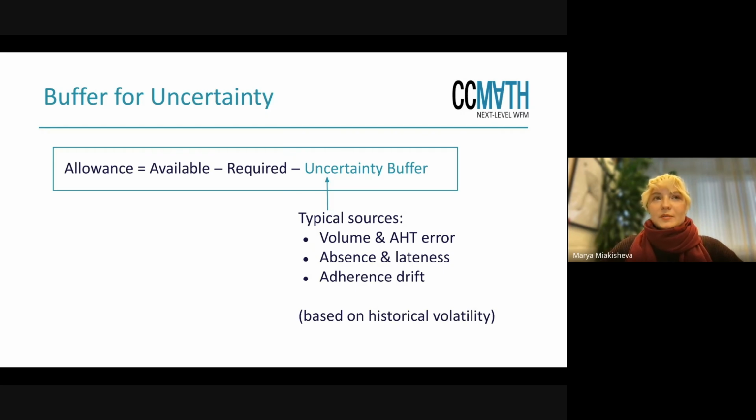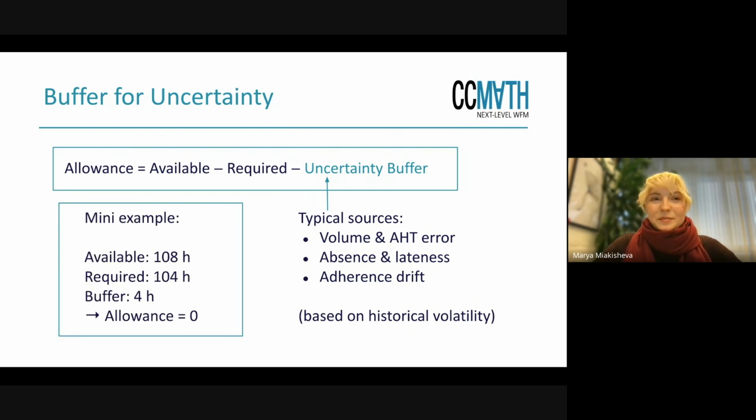Our allowance comes from the available minus the required minus this uncertainty buffer. And typical sources are the forecast error, so volume versus average handling time, again absence and lateness, adherence, and all of that is based on historical volatility. And the more data you gather about these areas, the more accurately you can protect the service targets when calculating the buffer. We can have a little mini example in this case.